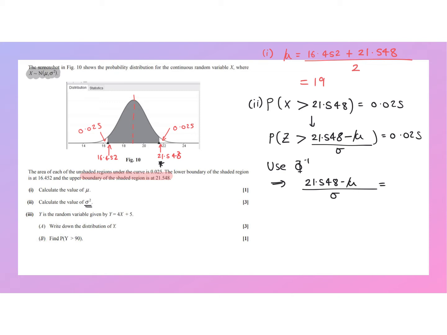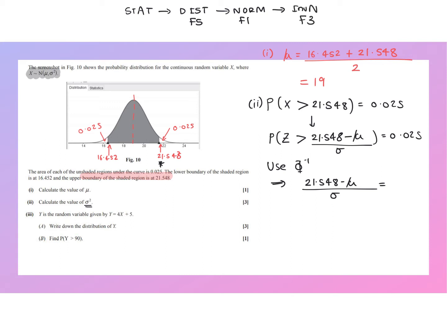Now, how do I use phi to the minus 1? Well, I always go into stats mode on the calculator. To do this is a little bit more obvious as to how to go about this. From there, we need to choose the option for distribution, or dist, which is F5. We then want the normal distribution, which is F1. And we want the inverse normal, which is F3.